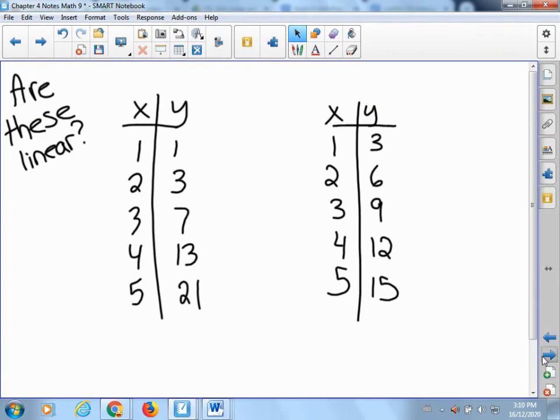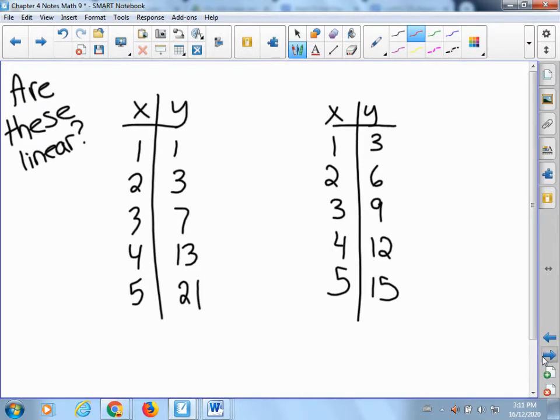So are these linear? If you were to graph these on a Cartesian plane, would they make a straight line? Okay, so if you want to pause this and actually go and graph, take out a piece of paper and put them on, you can feel free to do so. When you're ready, you can join us again.